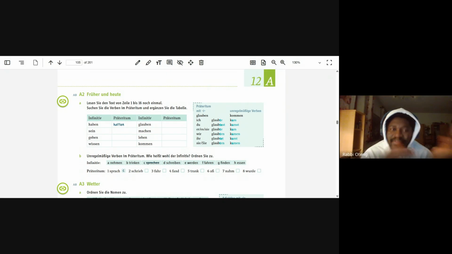Then wissen is completely irregular. Wissen changes to wusste. It is completely irregular, and you have to learn it by heart.